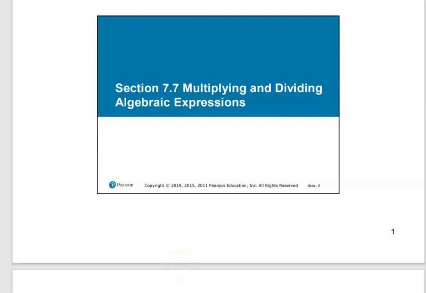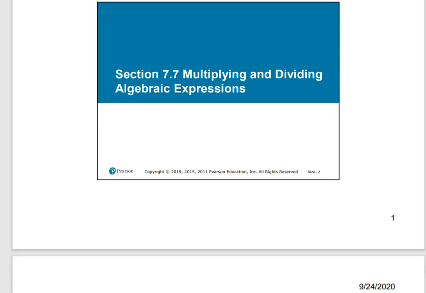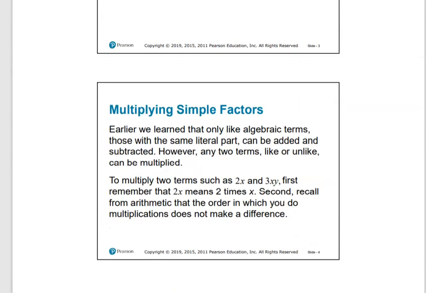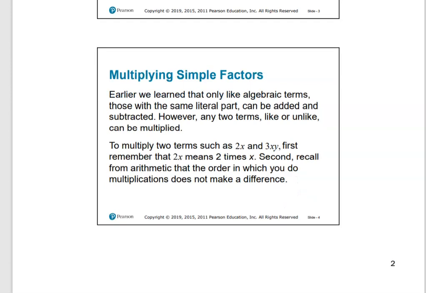Okay, this is Chapter 7, Section 7, and we're going to be multiplying and dividing algebraic expressions. Earlier we learned that only like algebraic terms, those with the same literal part, can be added or subtracted. However, any two terms, like or unlike, can be multiplied. To multiply two terms such as 2x and 3xy, first remember that 2x means 2 times x. Second, recall from arithmetic that the order in which you do multiplication doesn't make a difference.